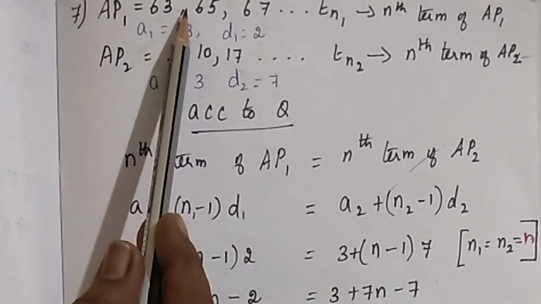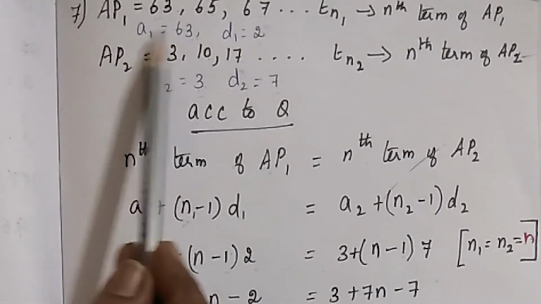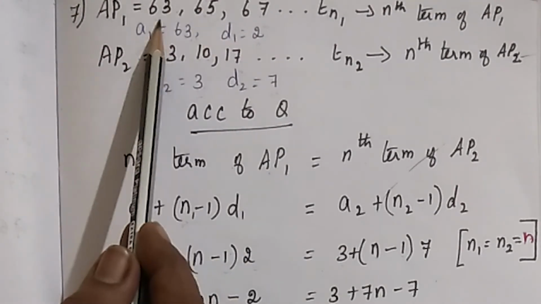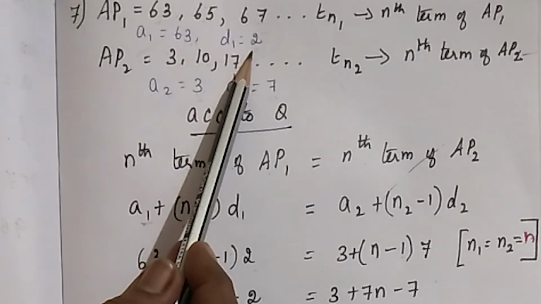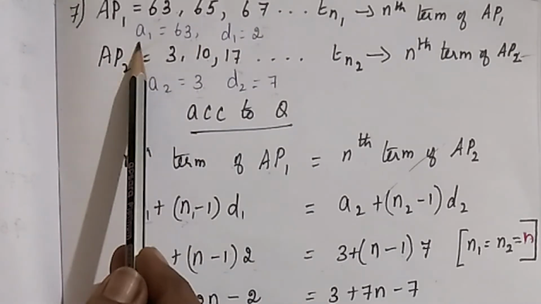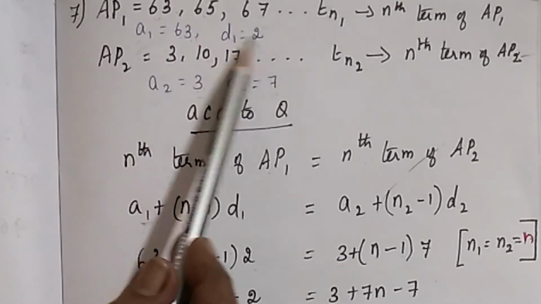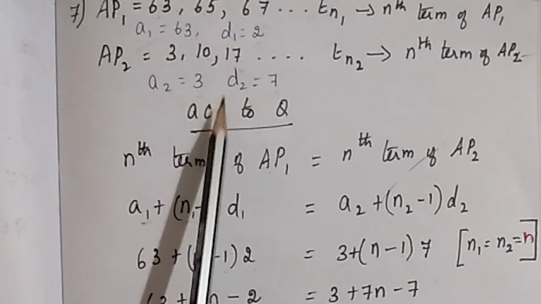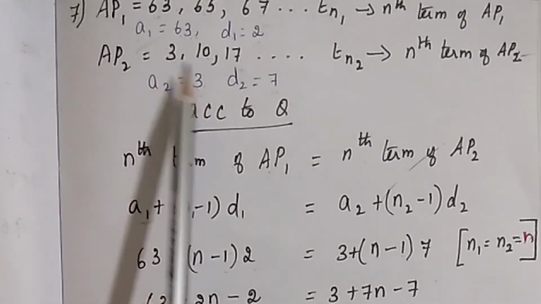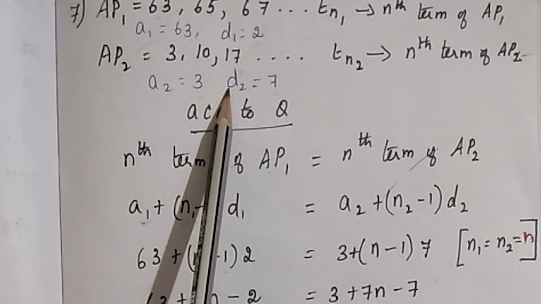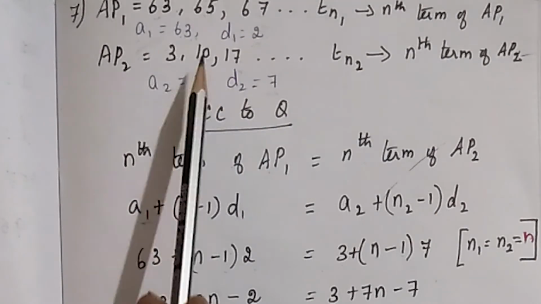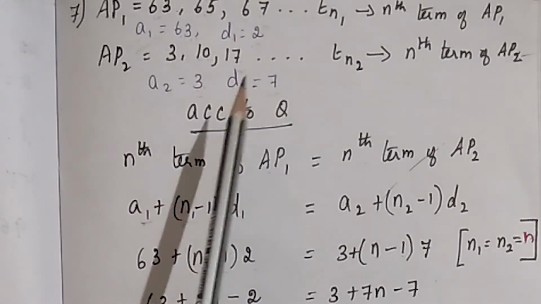Now, from the first AP, what is the first term? 63. Common difference, 65 minus 63, you will get 2. First term 63 and common difference 2. Now take the second AP. First term 3. And the common difference 10 minus 3, you will get 7.